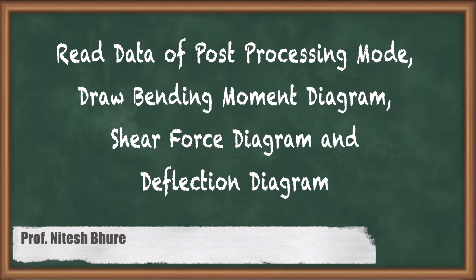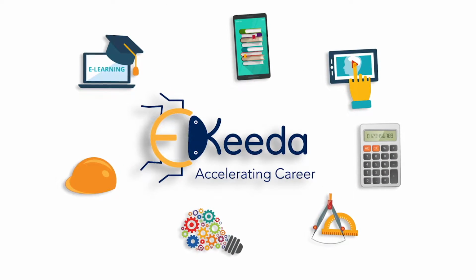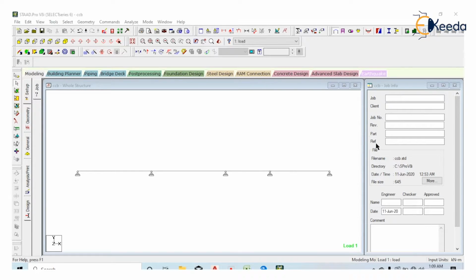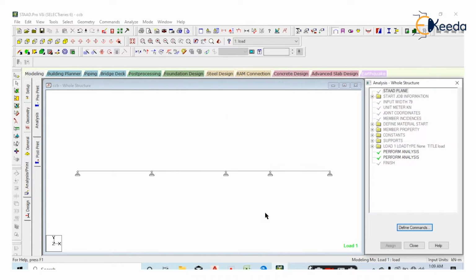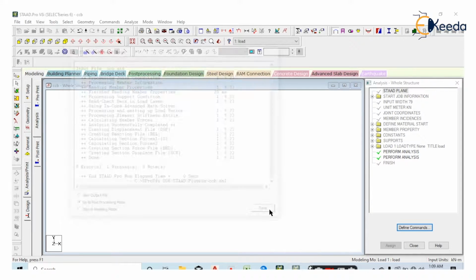Hey guys, welcome back. In this lecture, we will learn how to read data in post-processing mode and draw diagrams of bending moment, shear force, and deflection. So let's start with the previously solved continuous beam. Just analyze this one first. Go to analyze, print, add and close, analyze and run analysis, save. Go to post-processing mode and done.